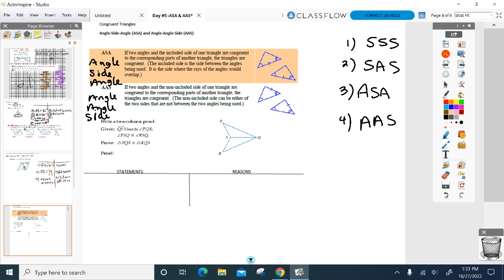All right. So let's get warmed up first before we hit that proof. Oh, so sorry. I didn't write the givens in or mark the diagram for you today. Sorry. Suck it up. Here we go.